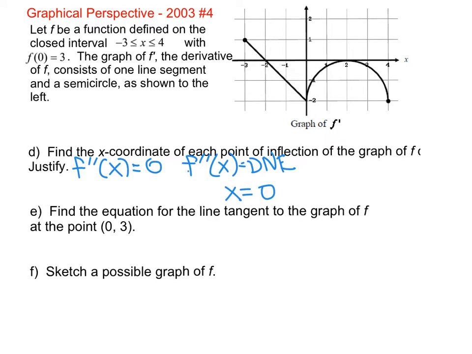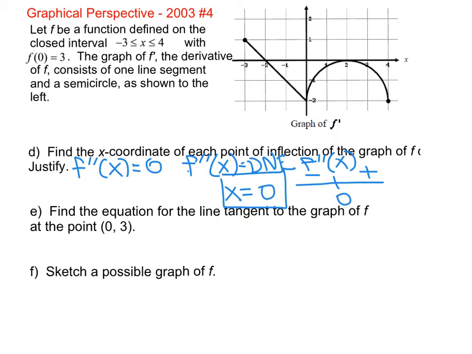Now, in order for it to be a point of inflection, the sign of the second derivative has to change. So notice I'm labeling my sign chart. It's a second derivative sign chart. And to the left of 0, the second derivative, in other words, the slope of the first derivative, the slope is negative, and the slope to the right of 0 is positive. So yes, this is a point of inflection since concavity changes direction at x equals 0.